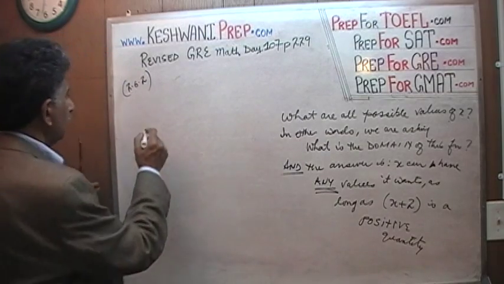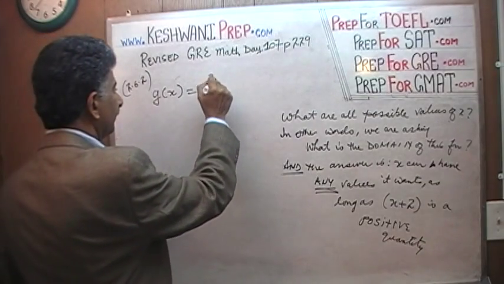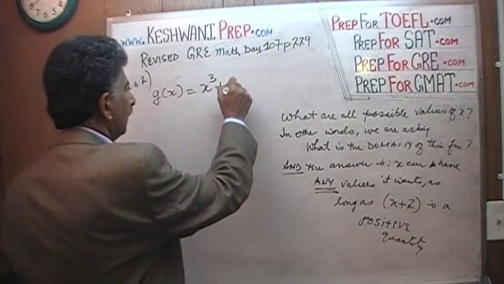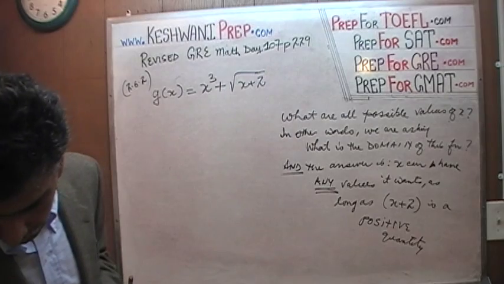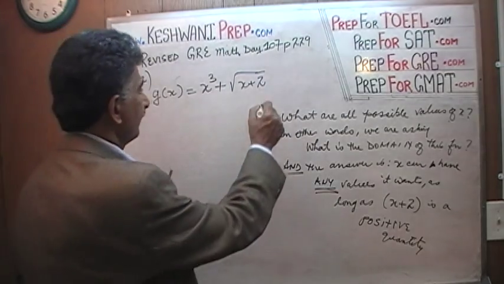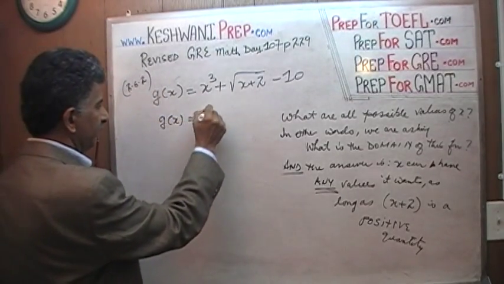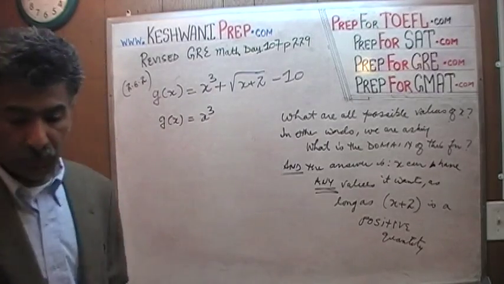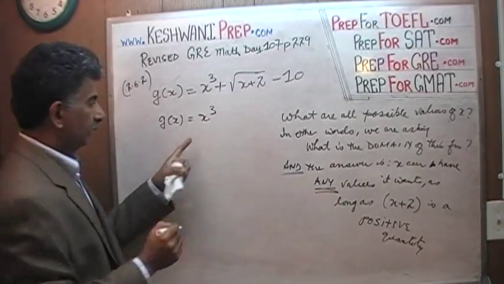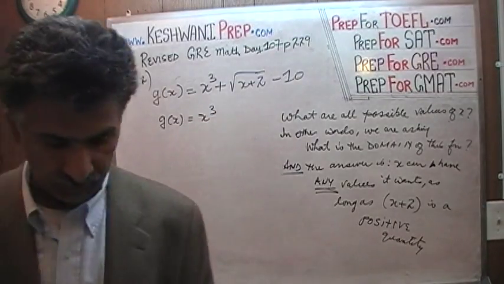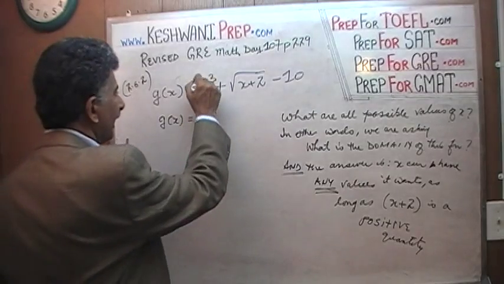2.6.2. They're calling the relationship g of x, and it looks something like this: x cubed plus, there you go, you see? Minus 10. The 10 does not play any role. Now, had it been simply x cubed, then there would be no restriction on x at all. X can have any value it wants, positive, negative, 0, fraction, anything at all. So this is not the guy who's causing the problem.